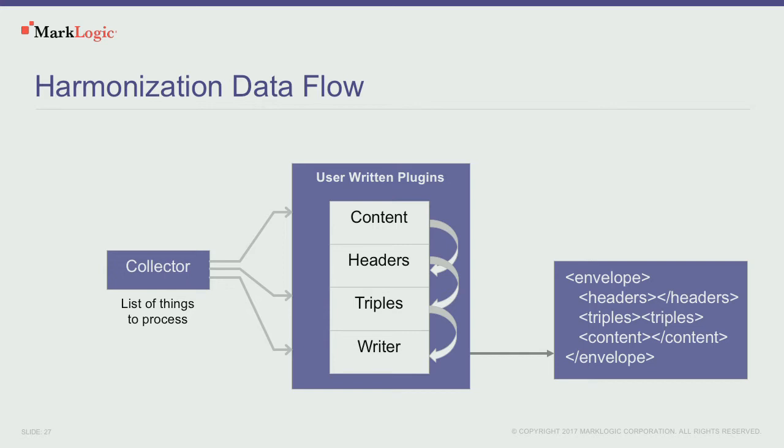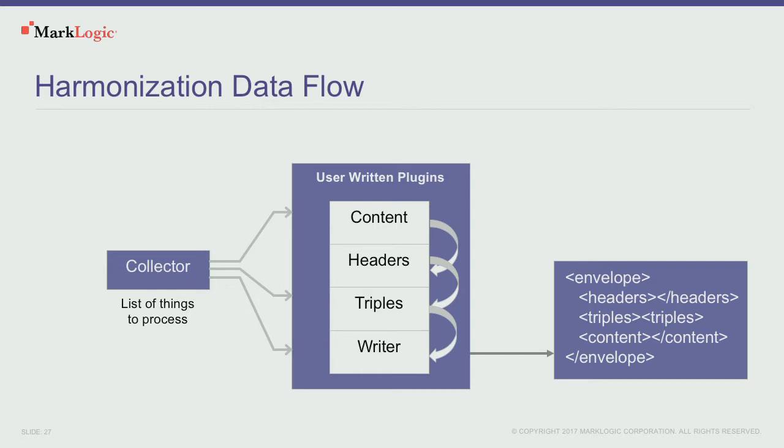The way that works is the content piece starts first, and the output of content goes into the content section of the envelope. But it's also passed into the headers plugin. So the headers plugin can see what came out of content, and then it spits out something, and that goes into triples, and then that goes here, and the writer piece gets the full envelope. So content creates the content section, headers creates the header, triples creates the triples, but the writer actually writes the final envelope into MarkLogic.